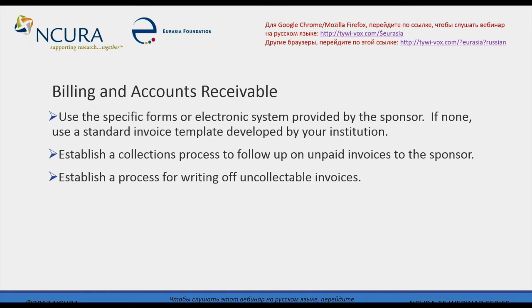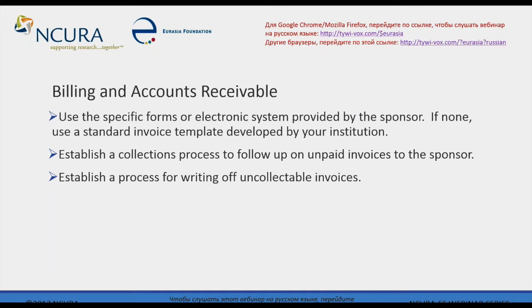You will need to establish a collection process to follow up on unpaid invoices to sponsors. Unfortunately, not every sponsor pays on a timely basis, and sometimes invoices can get lost or misdirected. So it's important to follow up and have a process in place to ensure that you do collect the funds. And you will also need to have a process for writing off uncollectible invoices.